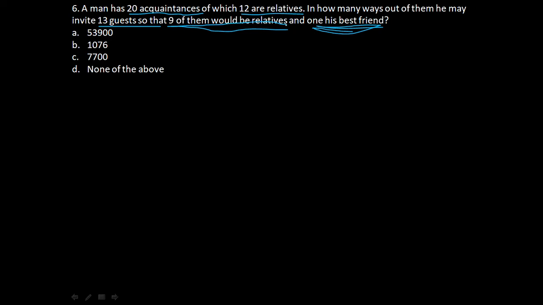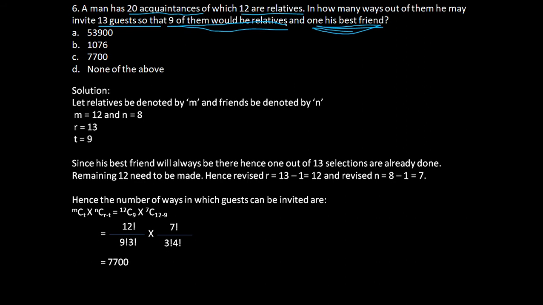Okay, so how to proceed ahead with this question? Let's check this out. Let relatives be denoted by M and friends be denoted by N. So we have M equals to 12, N equals to 8. Okay, r equals to 13. Why r equals to 13? Because 13 guests are invited. And t equals to 9. Why is that t equals to 9? What does t denote? T denotes the number of relatives he has to invite at minimum.